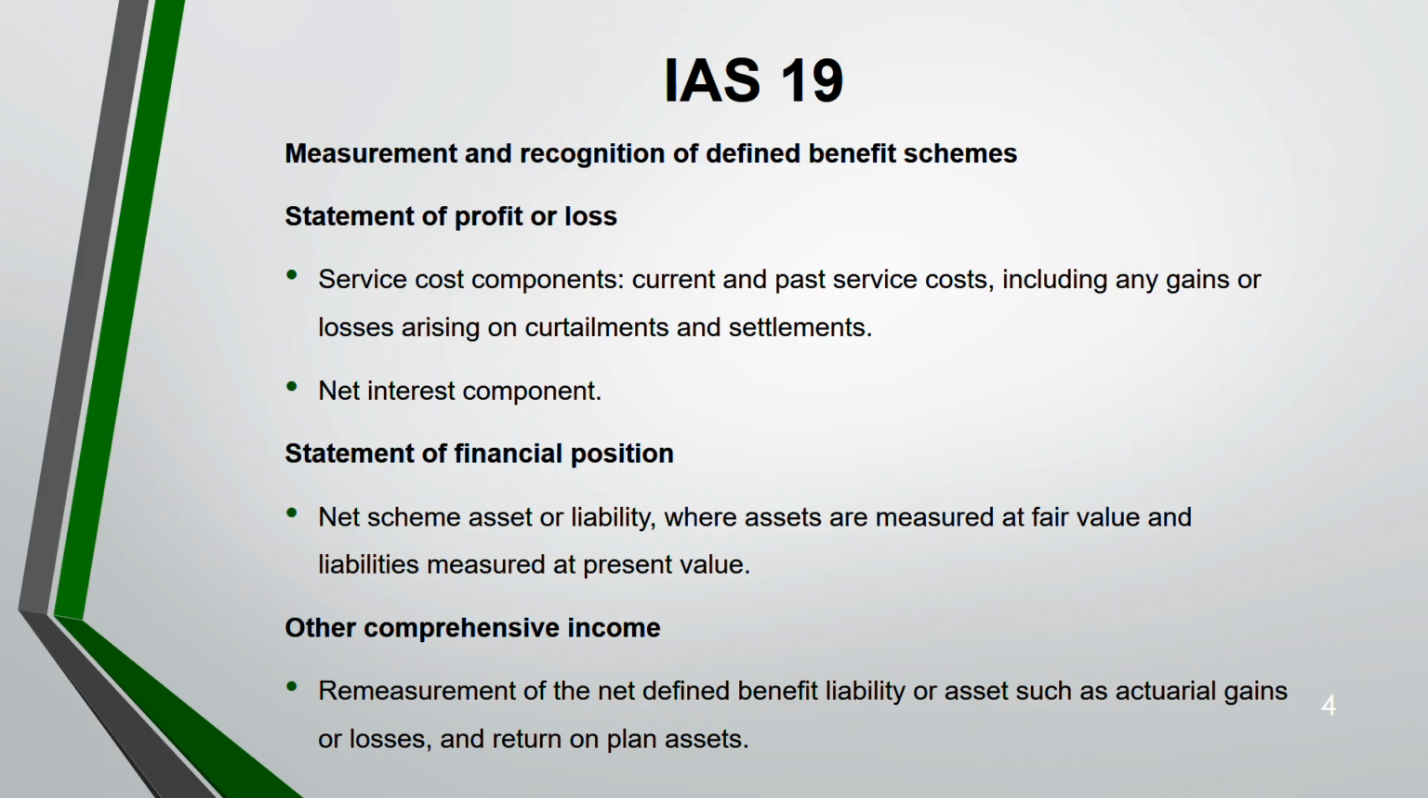It could be an asset, it could be a net benefit liability also, such as actuarial gain or loss, and return on your plan assets will be recognized in other comprehensive income, and it will never be recognized in P&L, reclassified to P&L later on. Okay, so these three are very important from the point of your SBR exam.